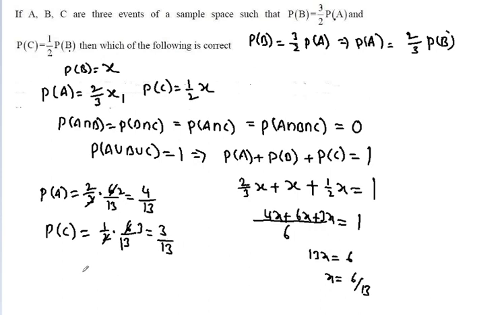And now we find probability of A intersection C. Probability of A intersection C is probability of A plus probability of C, that is equal to 4 by 13 plus 3 by 13 is equal to 7 by 13. That is, the first option is the correct answer.